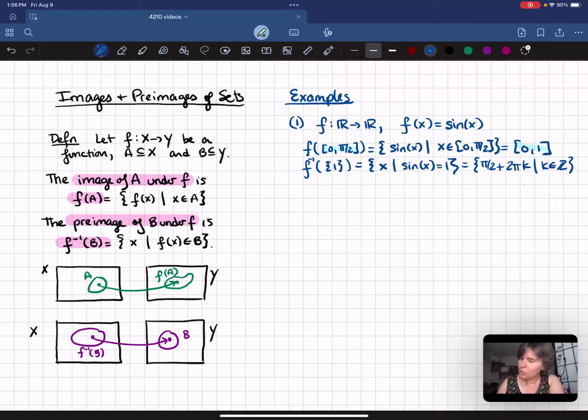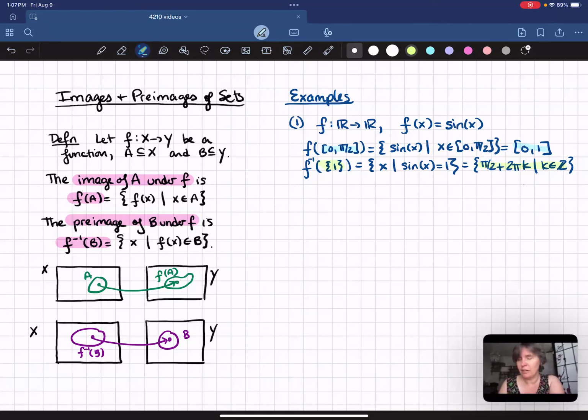So it's interesting to notice that the set I started with here just had one element, but its pre-image has infinitely many elements. And that can happen, particularly when f is not an invertible function. Sine of x is not invertible unless you restrict its domain. And so because sine of x is not invertible, the inverse image of a set might have a different number of elements. It could have more elements. It could actually have fewer elements.